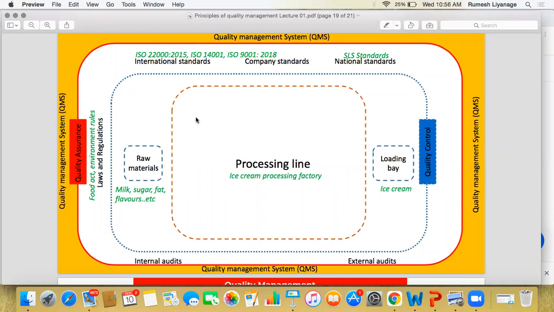The audits will be conducted by internal persons. And external audits are done by outside parties, maybe SLSI, or external auditors, or specialists, so they can do these things, right? Then the quality management system is the entire process. Quality management system is this yellowish orange color you can see.